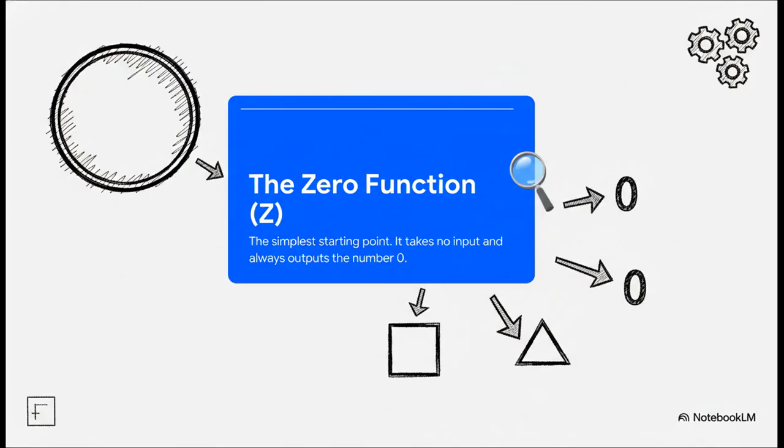Okay, first up, we have the zero function. It is as simple as it sounds. You ask it for a number, and it just gives you back a zero. Every single time. That's it. It's our absolute, unchanging starting point. Kind of like the blank canvas we're going to build everything else on.